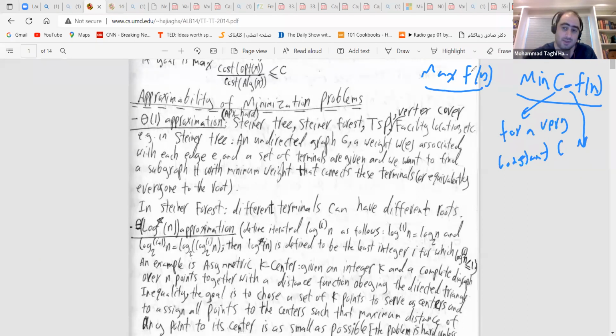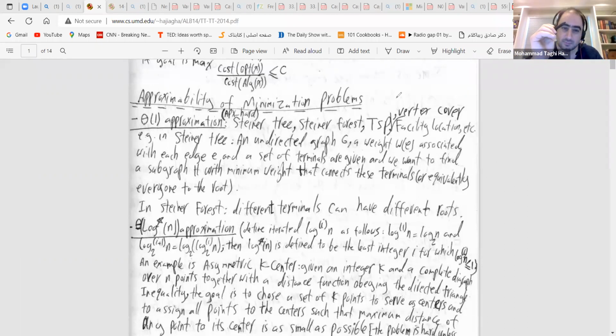So there are two ways that you can do it. But here, when we talk about maximization and minimization problems, we talk about problems which are naturally maximization or minimization. Good. And let's start with minimization problems.